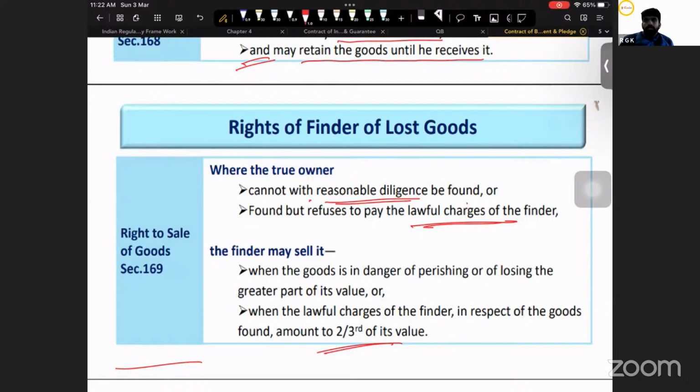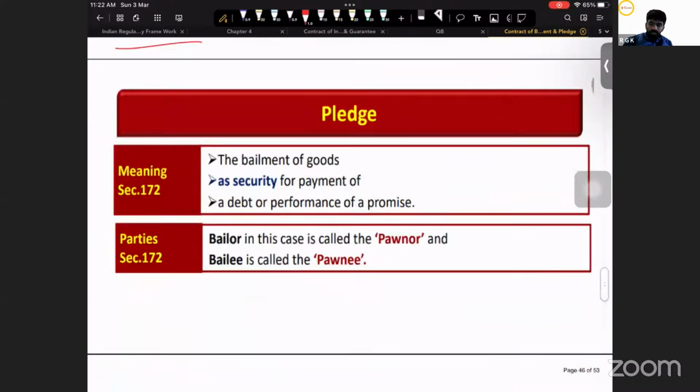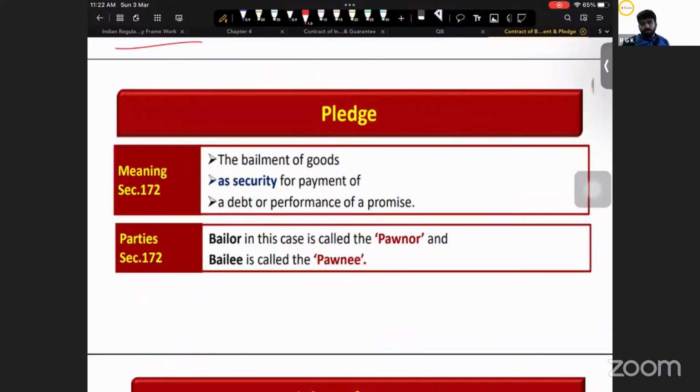Let us restart. So here we go. The next provision that we need to discuss is about pledge, a very small area to cover. Now let me explain to you what exactly pledge is so that you will understand how pledge and bailment are the same.